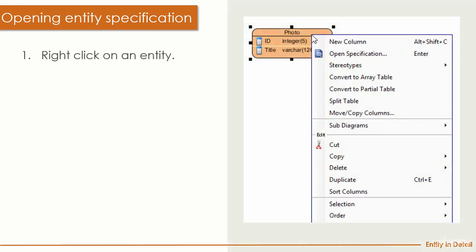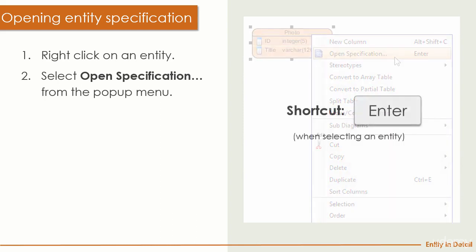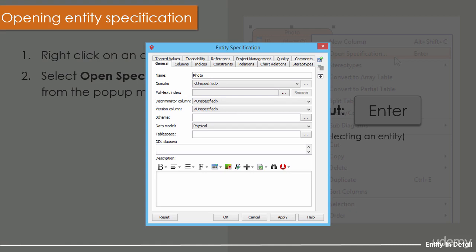So how to open the specification dialog box? It is very easy. You just right click on the entity and then select the Open Specification menu item in the pop-up menu. Or there's another shortcut: when you select the entity, you can just hit the enter key. Then you will see the specification dialog box like this for the entity.